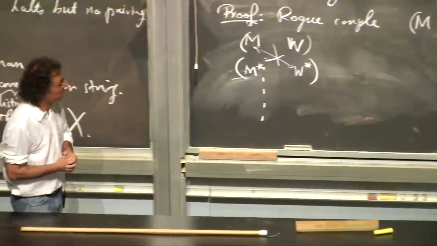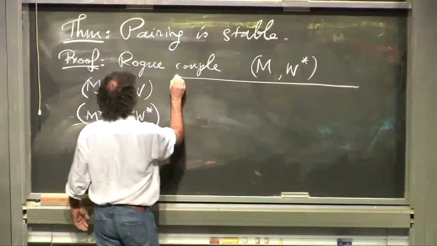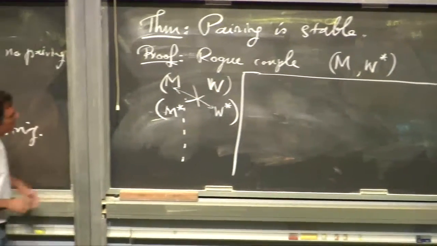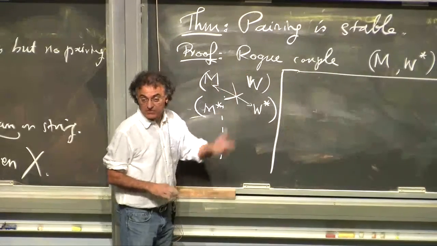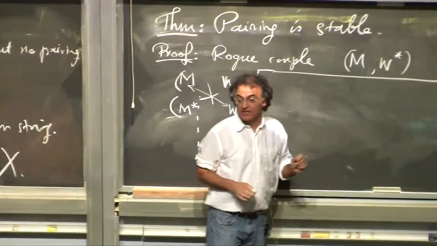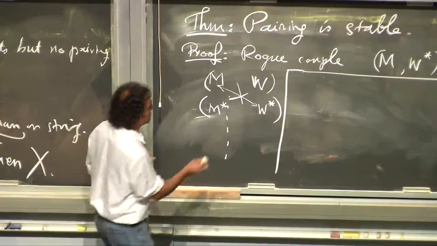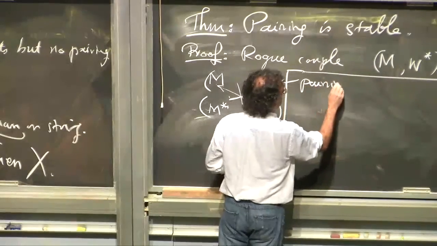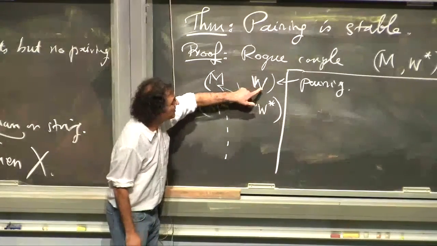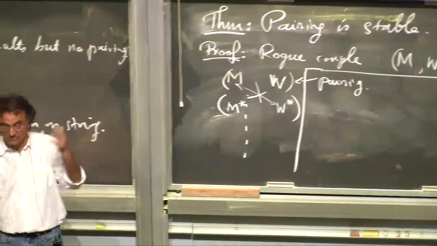How would you articulate it? Okay, let's try writing something. Suppose there's a rogue couple, say the rogue couple is M W star. In the pairing that was output by the algorithm, M is matched to somebody else, W. So this is the actual pairing. M is matched to W, W star is matched to M star, and everybody else is matched as they want. There's the rest of it.